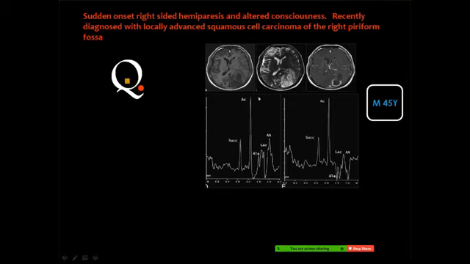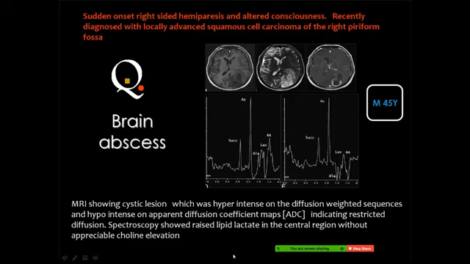Then it is not strange for a patient with a primary malignancy to develop a brain abscess. And here you can see that there are no metabolites in the NAA, creatine, or choline. Instead, you have amino acids, lactate, and succinate. Then you know that you are dealing with an inflammatory lesion, which is marginally enhancing, diagnostic of a brain abscess.